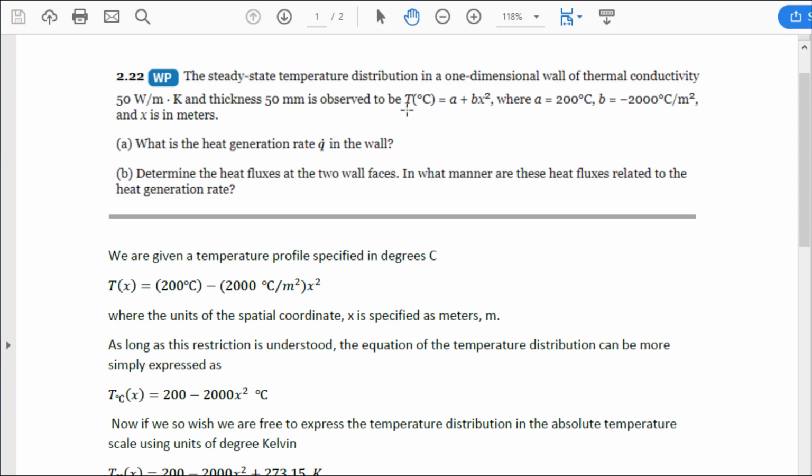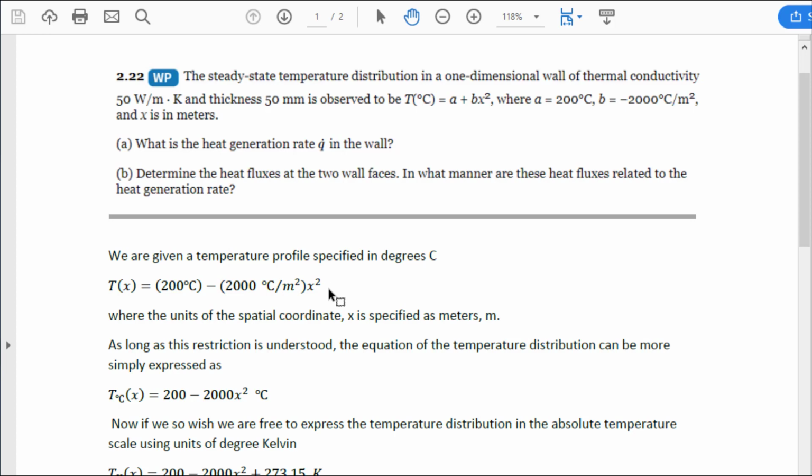We're given a temperature profile that's quadratic. Again, we looked at this in class. A has the units of 200 degrees C, so that's a constant. And then B has the units of minus 200 degrees C per meter squared. And when you multiply it by x squared, the units will again be degrees. So that's what I have written down here.